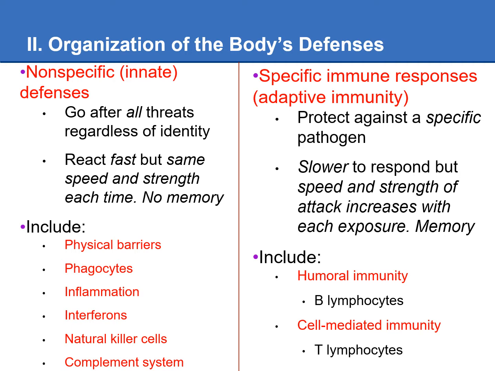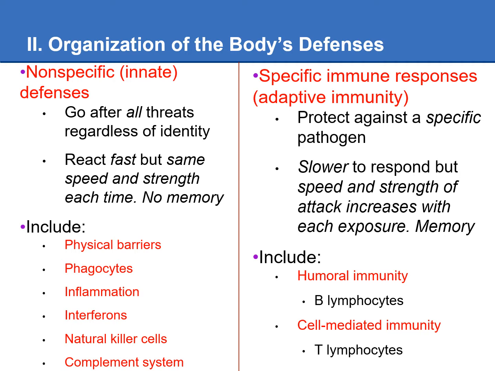The nonspecific defenses include physical barriers, which are your skin and mucous membranes, phagocytes, inflammation, interferons, natural killer cells, and the complement system. The specific immune responses, or adaptive immunity, involve the B and T lymphocytes. They are specific for which pathogen they recognize. So you've got millions and millions of different B and T lymphocytes, and they each recognize only one specific pathogen. So if it's not their match, they ignore it. They don't react to it.